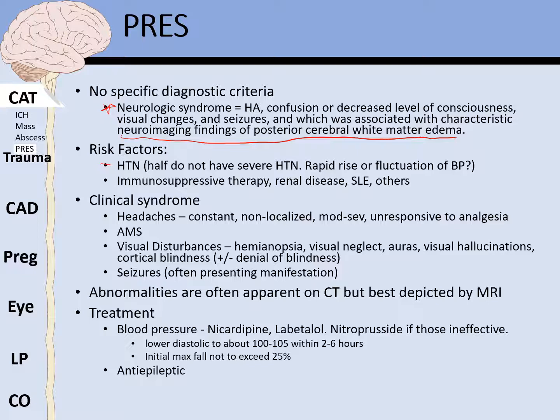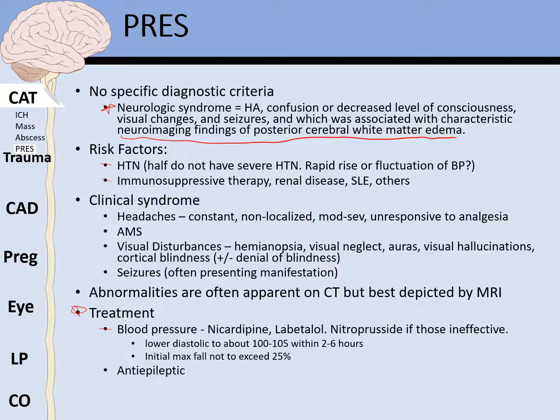Immunosuppressive therapy, renal disease, and lupus can also be risk factors. Treatment is focused on blood pressure control by either push-dose labetalol or nicardipine drip, which are typical medications used for neurologic hypertensive emergencies. Nitroprusside is an option if those are ineffective.